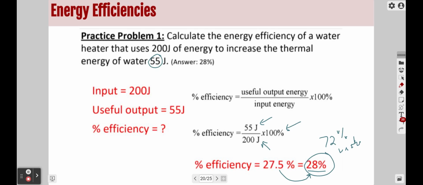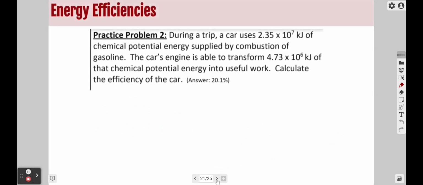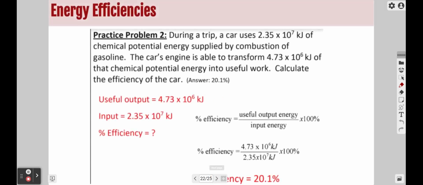Let's hope. The next question is the same idea. I'm not going to go through this one, but definitely take a look at it. It's exactly the same kind of question. You just have to be able to identify which was the output and which is the input energy and pop them into your equation.